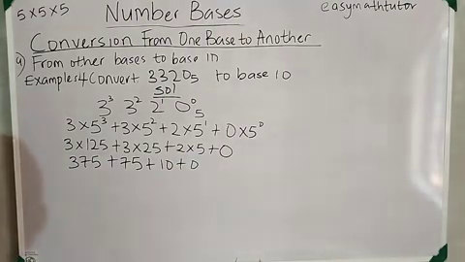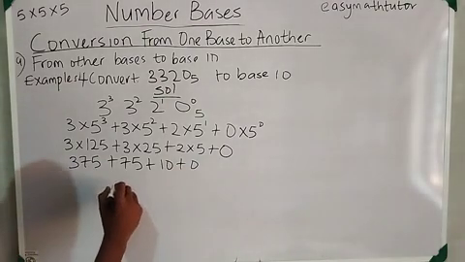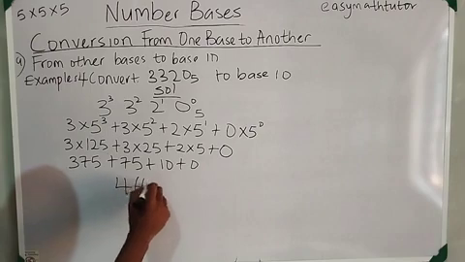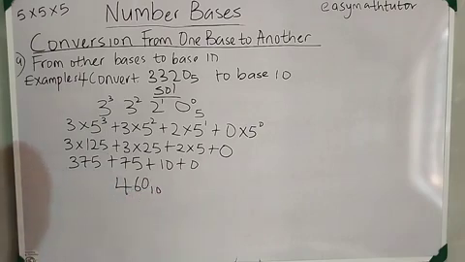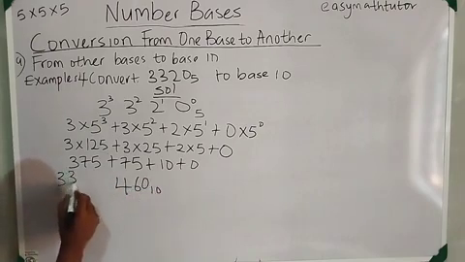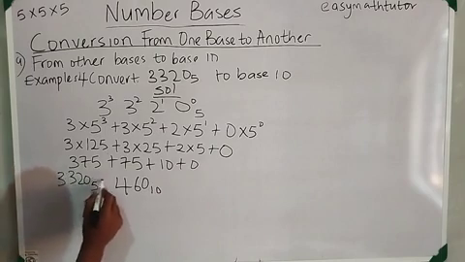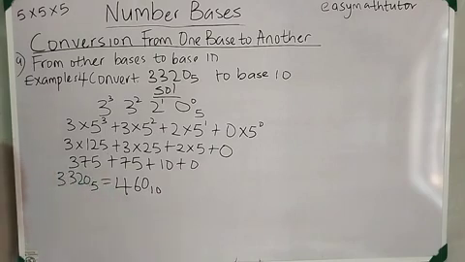So when you add up all these things, you are going to have a total of 460 in base 10. So it means that 3,320 in base 5 is equal to 460 in base 10.